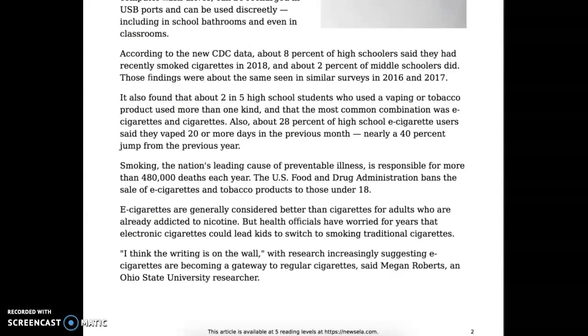It also found that about 2 in 5 high school students who used a vaping or tobacco product used more than one kind, and that the most common combination was e-cigarettes and cigarettes.